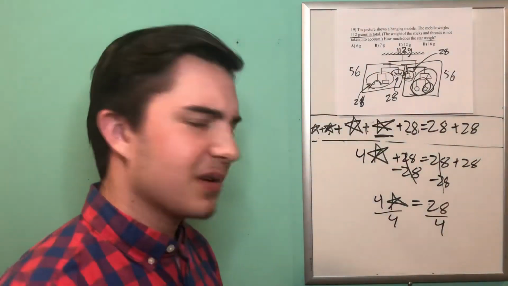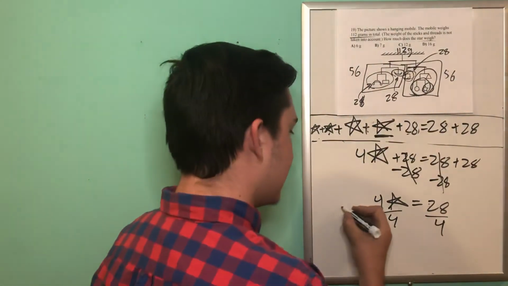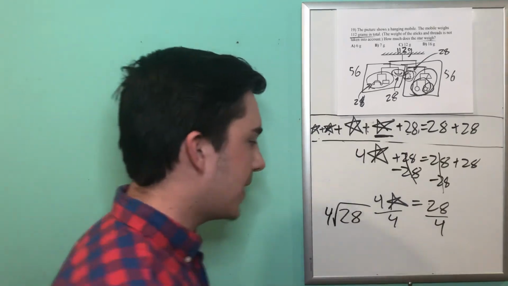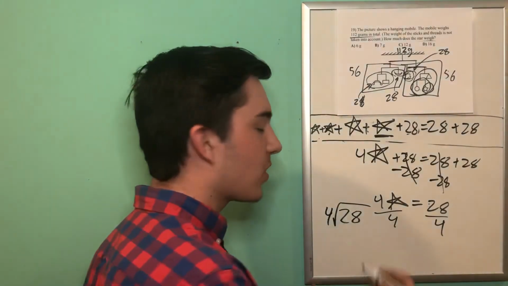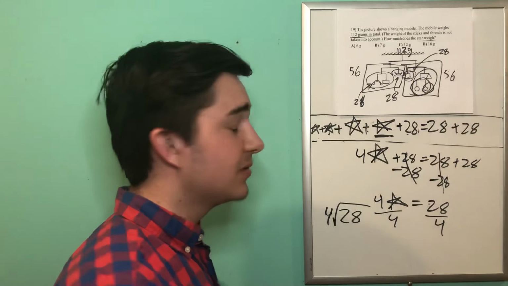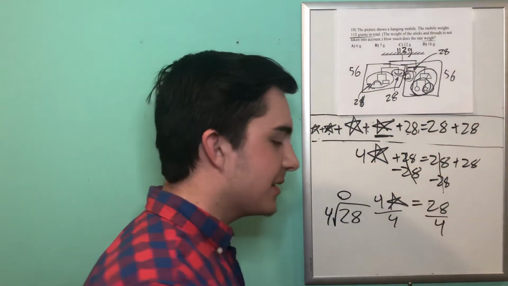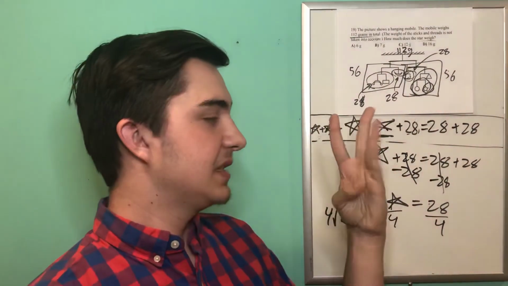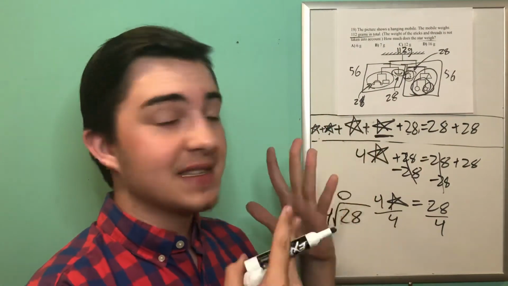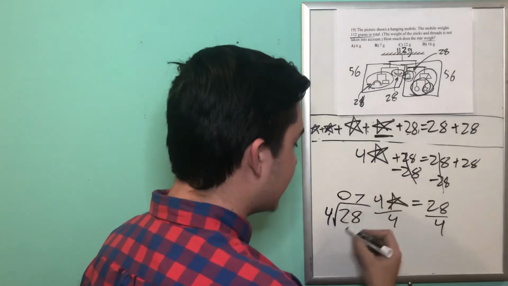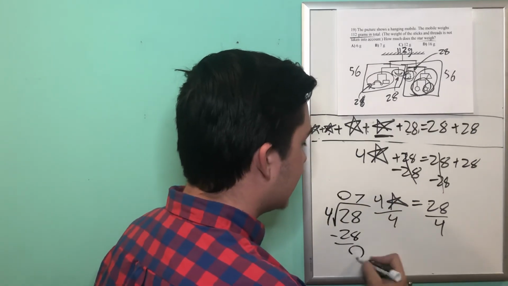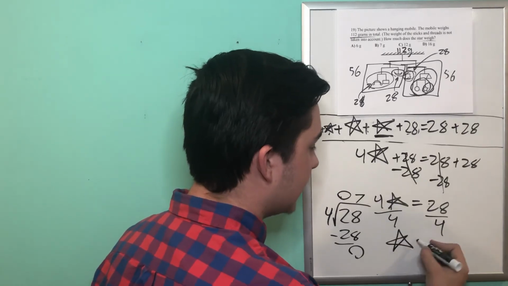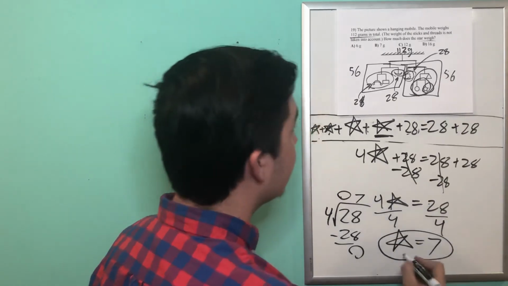What's 28 divided by 4, guys? Well, for those of you who don't know how to divide, I'll show you really quick. So we do this, right? And we see how many times does 4 go into 2? Is that possible? No. So 0 times. How many times does 4 go into 28? Let's see. 4, 8, 12, 16, 20, 24, 28. 7 times. So 7 times 4 is 28. So the answer is 7 there. So star is equal to 7.